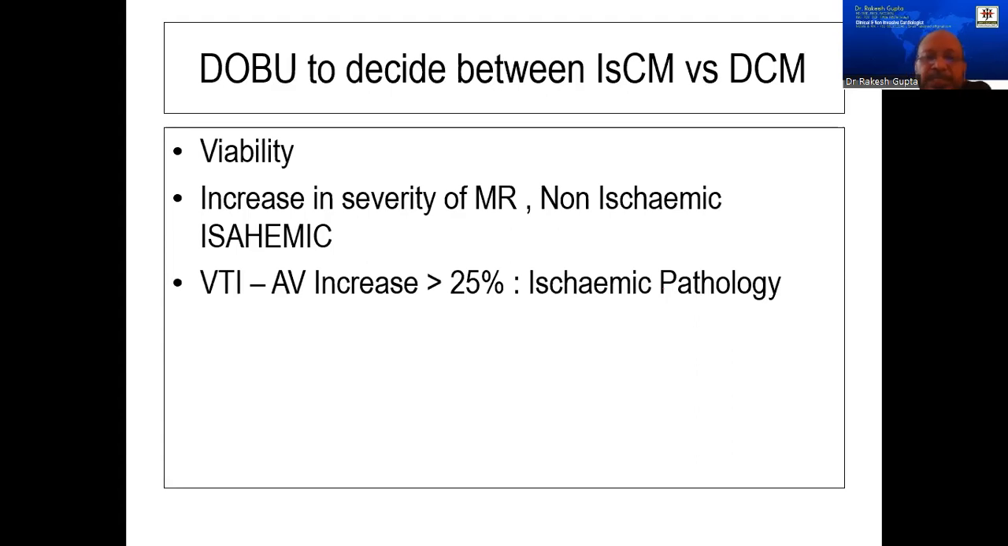Dobutamine helps in deciding ischemic versus dilated cardiomyopathy. If you give them dobutamine and the segment which is hypokinetic becomes normokinetic, or a segment which is hypokinetic becomes akinetic, then possibly we are dealing with ischemic cardiomyopathy. If there is a uniform increase in systolic contraction, then that is possibly dilated cardiomyopathy. Similarly, if you have an increase in the severity of MR, possibly we are dealing with non-ischemic cardiomyopathies.